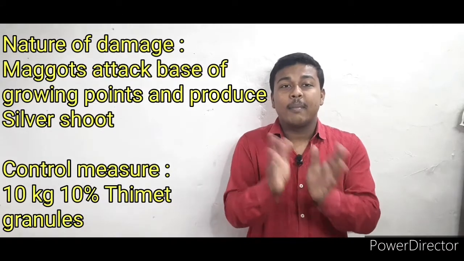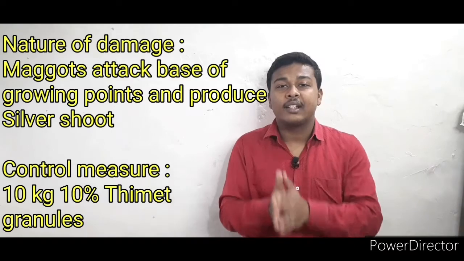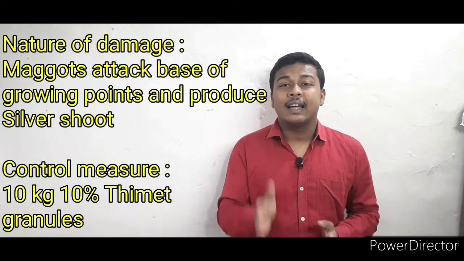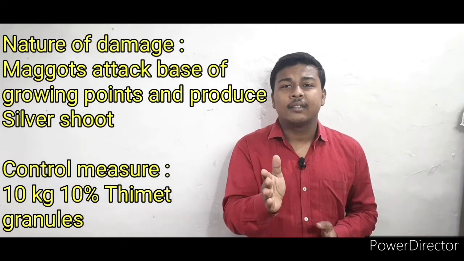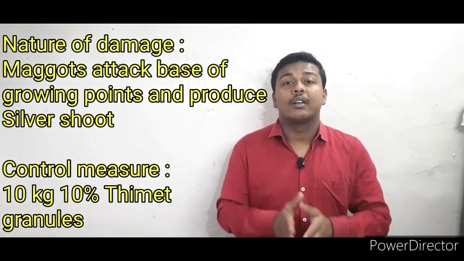The maggots of the paddy gall fly attack the base of the growing points and produce silver shoots. To control this, 10 kg of 10% Thimet granules should be sprinkled on the soil.